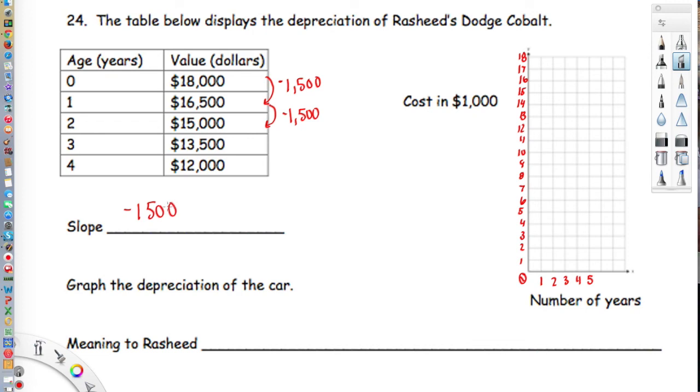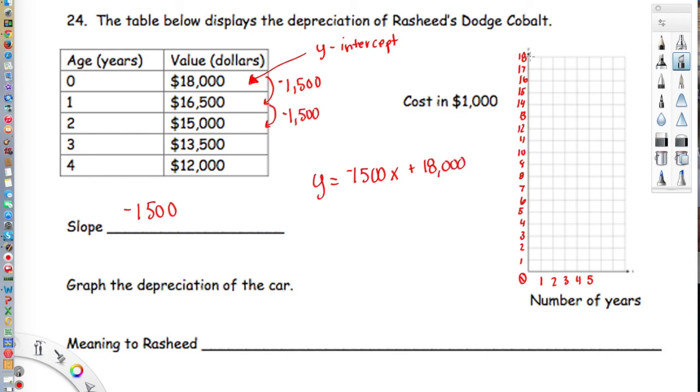1,500. Okay, and now our starting point, though, for the value of the car is $1,800. That's actually going to be our y-intercept. That works out kind of cool. Our equation, if we were going to make an equation look like this, y is equal to $1,500 every year. It's going to go down that much, but the starting price was $1,800.